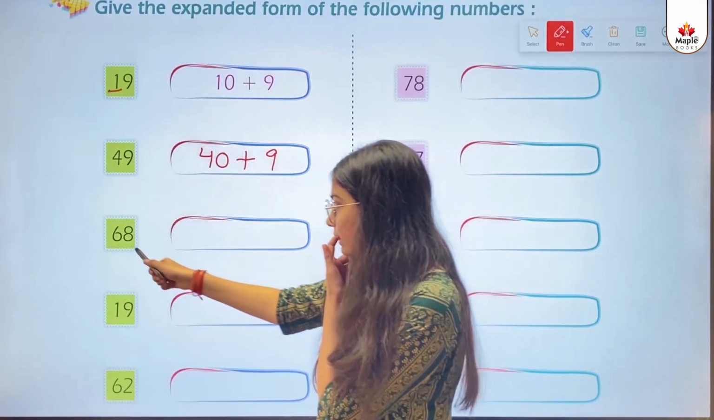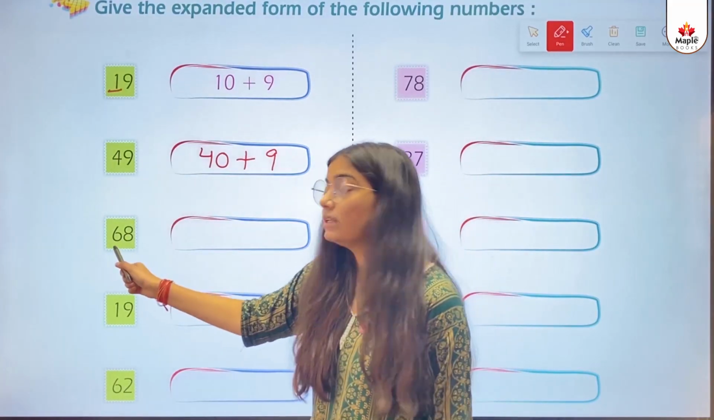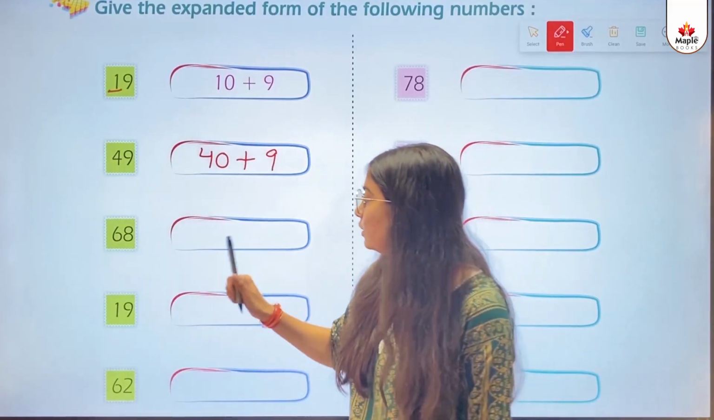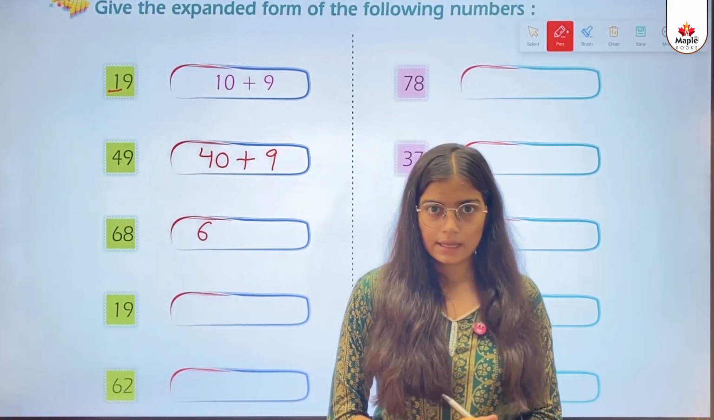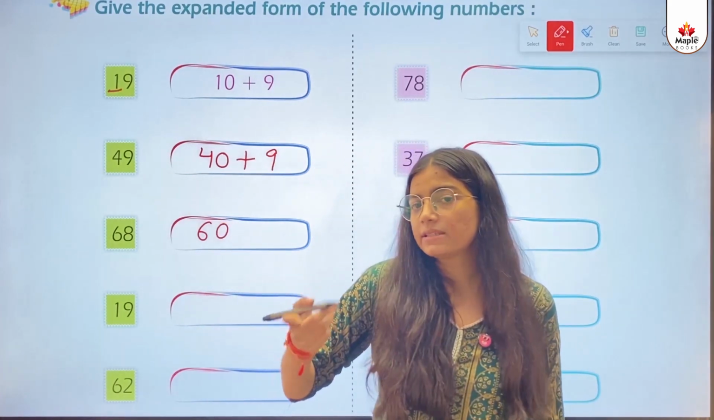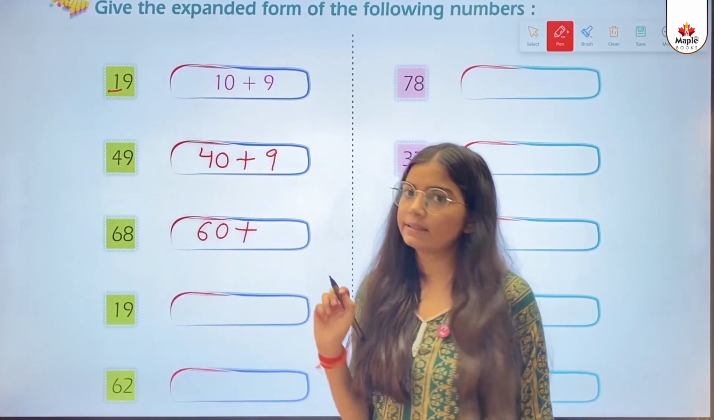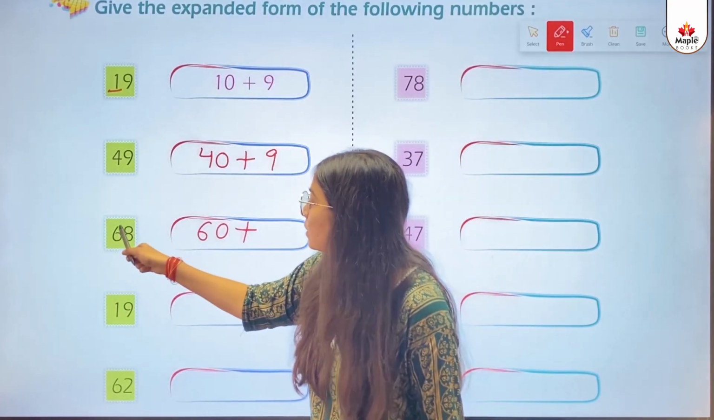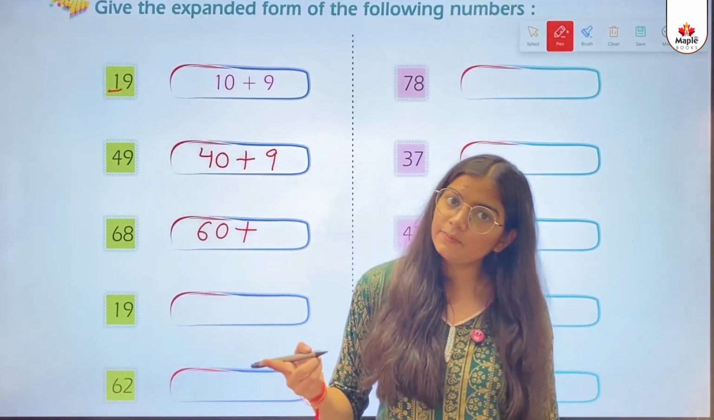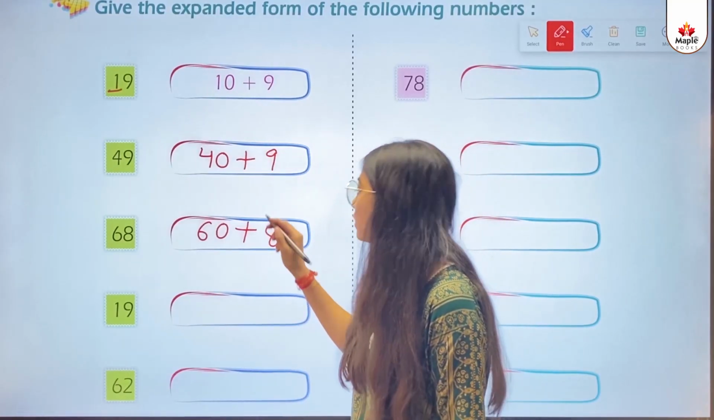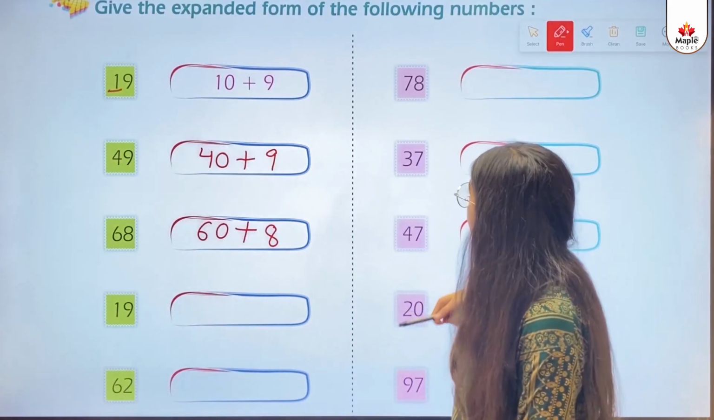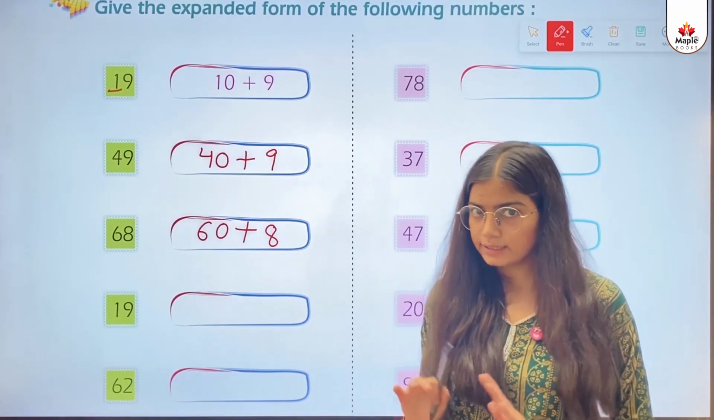Then look at this question. It is given 68. So 6 is on the tens place. So we will write 6 first. Then we will add a 0 to it as it is on the tens place. Then we will add the plus symbol and then there is 8. 8 is on the ones place. So we will add 8 here. Got it? Now we attempt the remaining questions in a similar way.